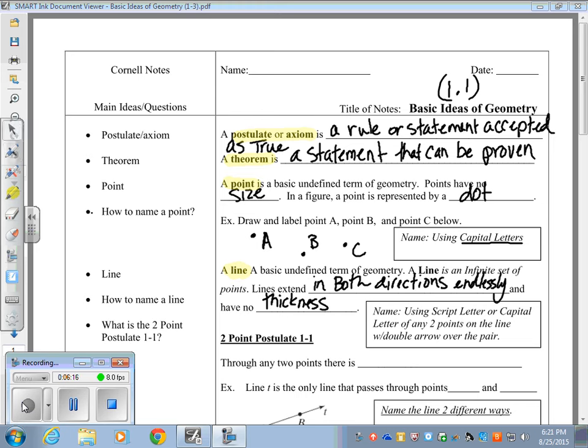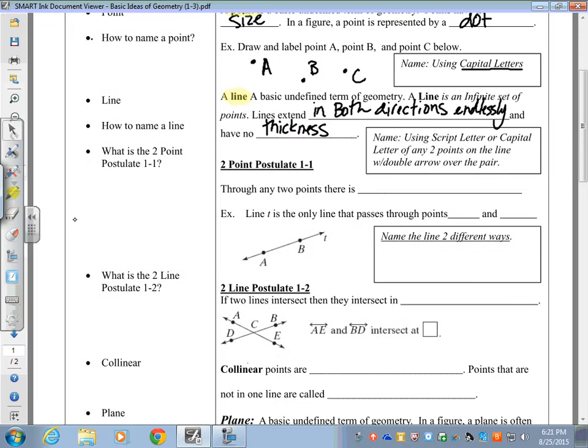Now, there's postulates, and what are postulates again? Rules or statements that we accept to be true. There are postulates that we have with points, with lines, and with planes, which is the third undefined term that we have in geometry. The first postulate is the two-point postulate. The two-point postulate basically just says that through any 2 points, there is exactly one line containing those 2 points. Okay? So, through any 2 points, there's exactly one line.